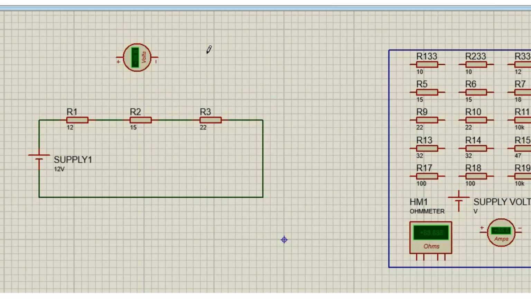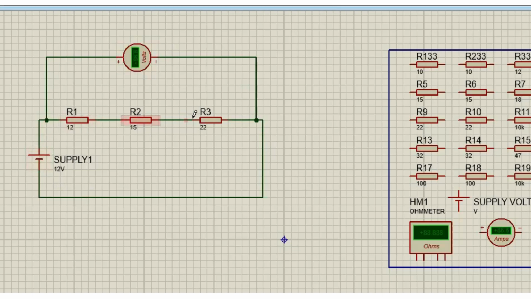Parallel. Parallel, né? So the positive of our voltmeter, where does it go to? The positive of R1. Nice. So this wire here is going to go here, and the negative goes to negative of R3. R3, sir. So now we don't forget we have our supply.